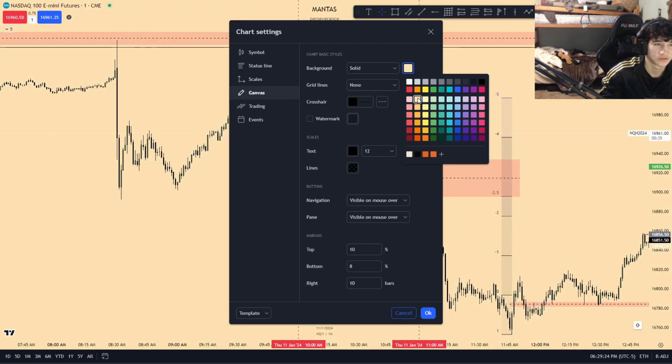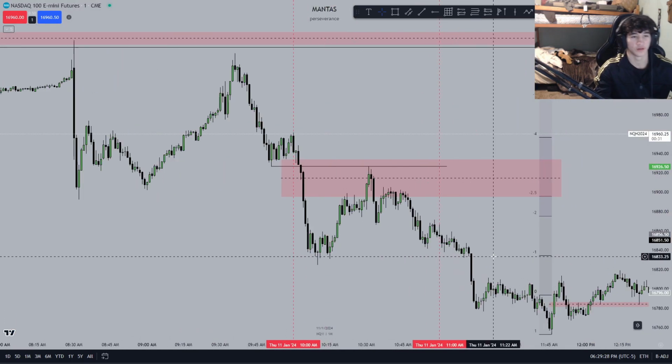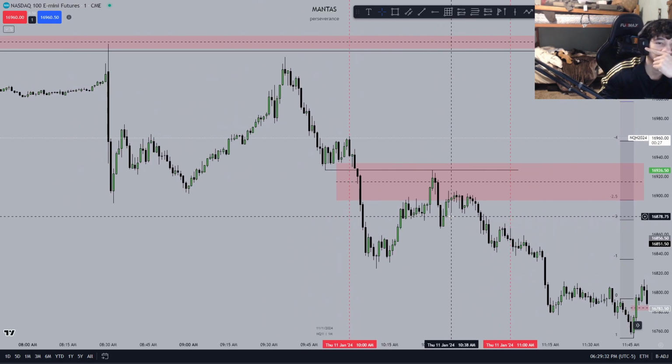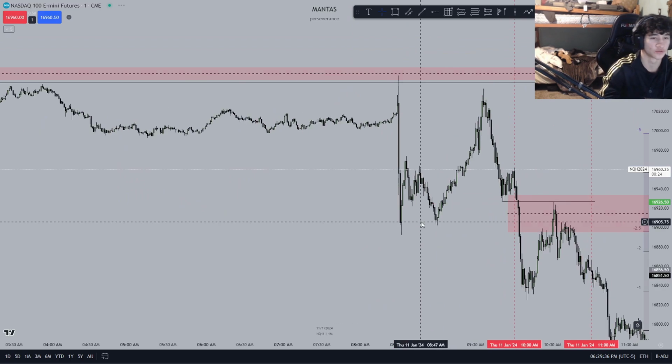I'm gonna put the chart color code in general. Alright, we're changing chart colors now. Yes, sir. I always had night mode on too.